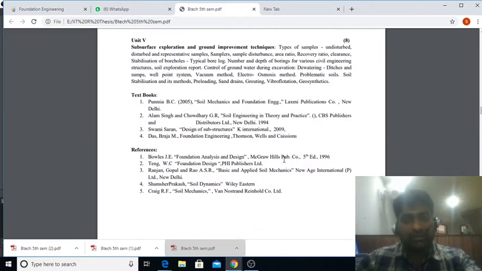Types of the sample, undisturbed, disturbed and representative samples, samplers, sample disturbance, area ratio, recovery ratio, clearance, stabilization of the bore holes, typical bore log, number and depth of boring for various civil engineering structures, soil exploration report, control of the groundwater during excavation, dewatering, ditches and sumps, well point system, vacuum method, electro-osmosis method, problematic soil, soil stabilization and its method, preloading, sand drains, grouting, vibroflotation and geosynthetics.